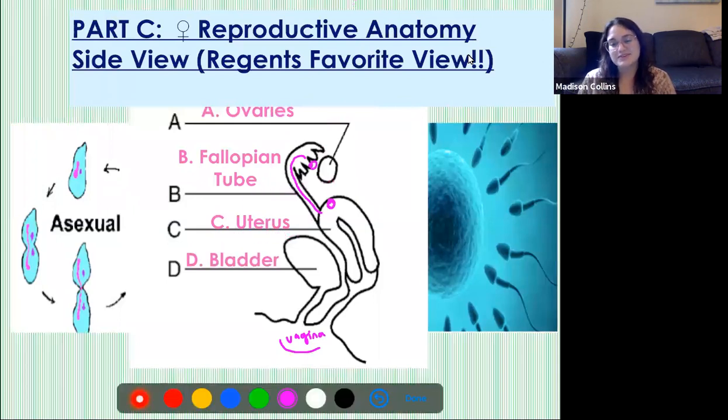So the bladder and the uterus are actually really close together. And this is actually why women, when they are pregnant, have to go to the bathroom a lot. Because if there's a baby growing in this uterus, it's going to be exerting a lot of pressure onto that bladder and makes them have to go to the bathroom. So this is actually the urethra, where urine exits the body.